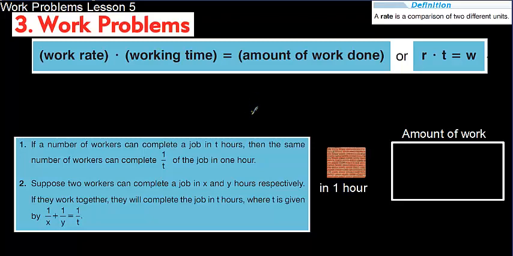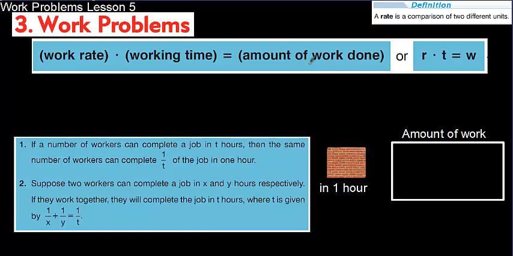In this video, we are going to study the work problems, which is the third part of the word problems. Here in work problems, we are going to use this formula: work rate times working time. It's going to give us the amount of work done.